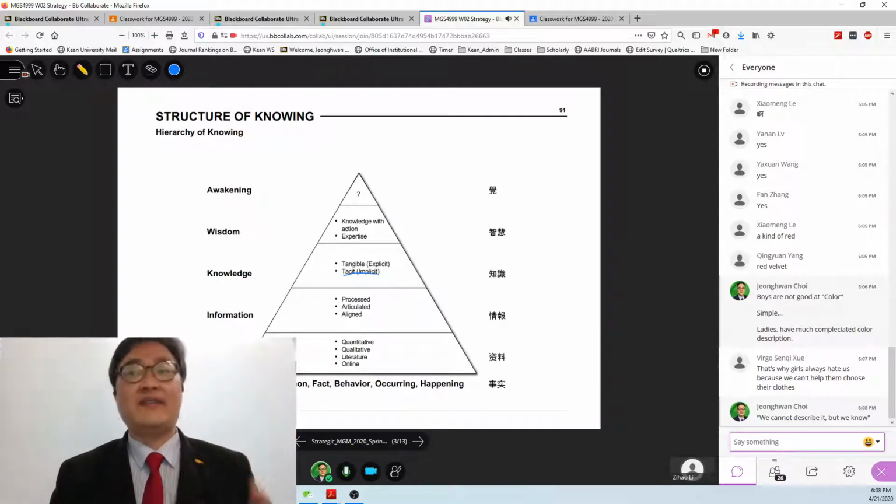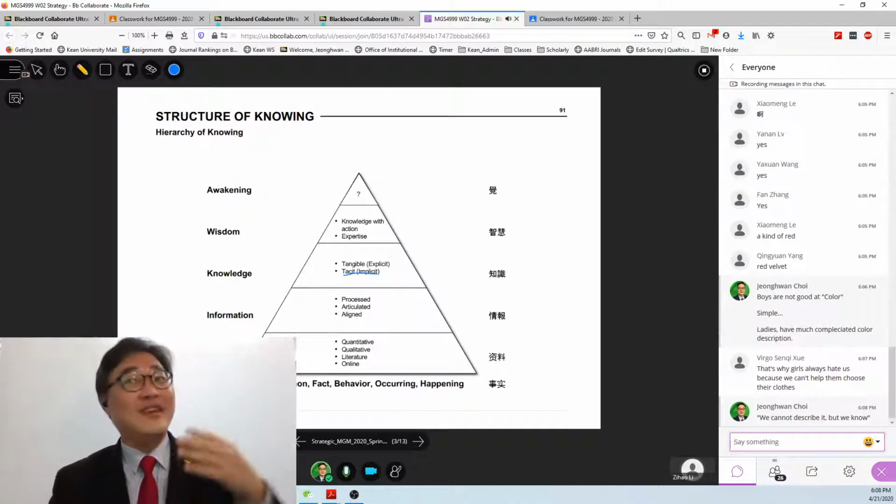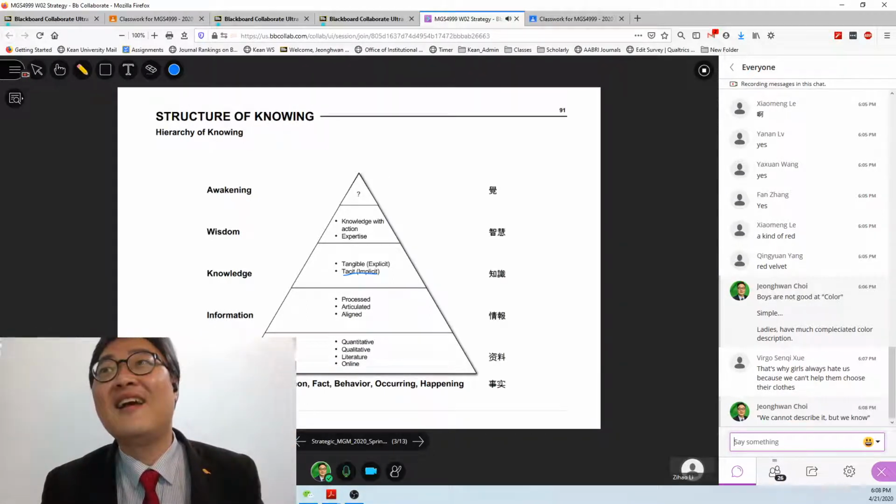And whenever the boys say that's a red, you say no, that's a velvet red. No, that's a dark red. You can say that is not it. However, you cannot tell what it is. Isn't it?